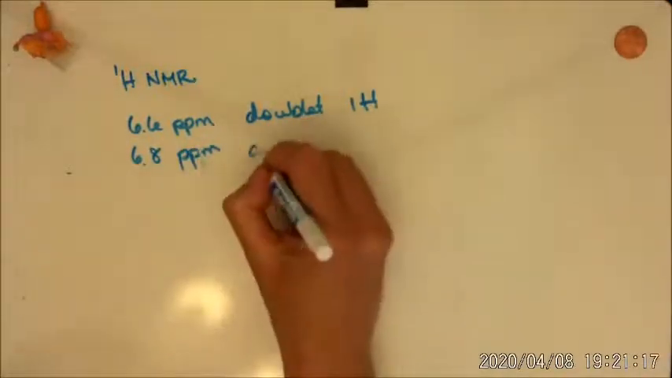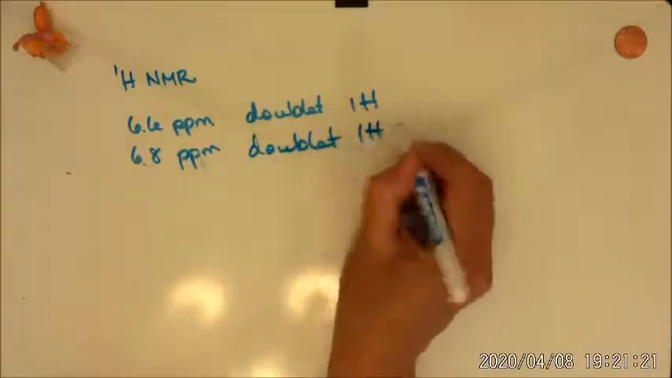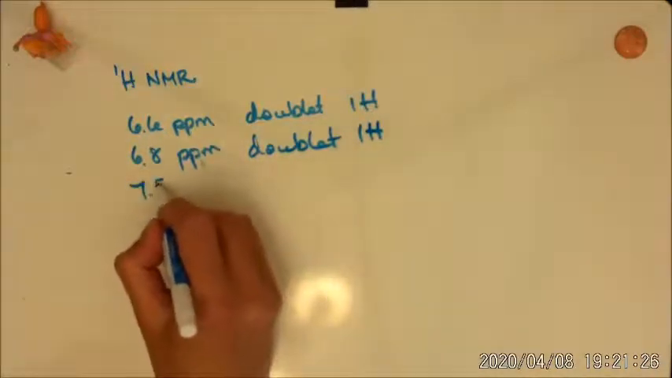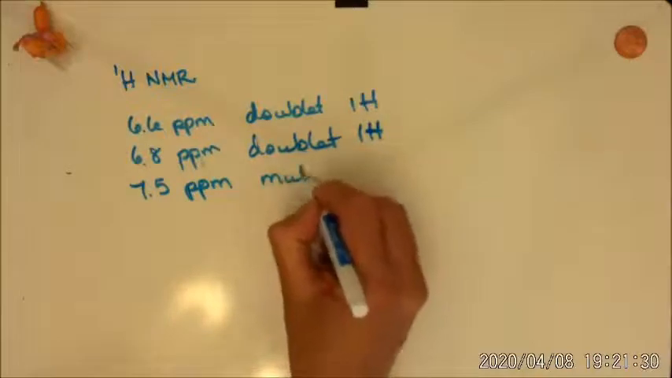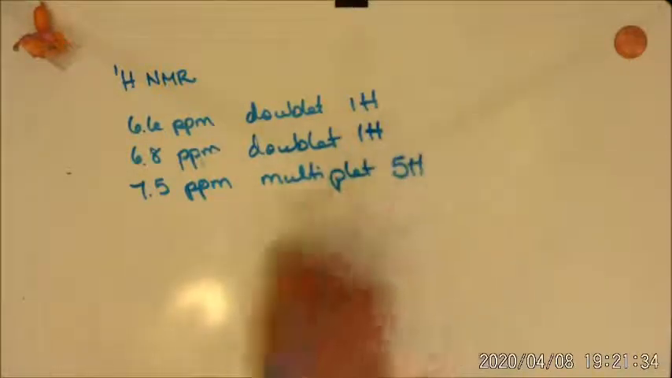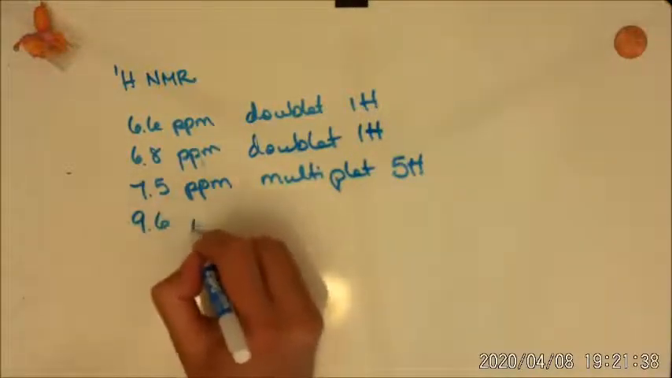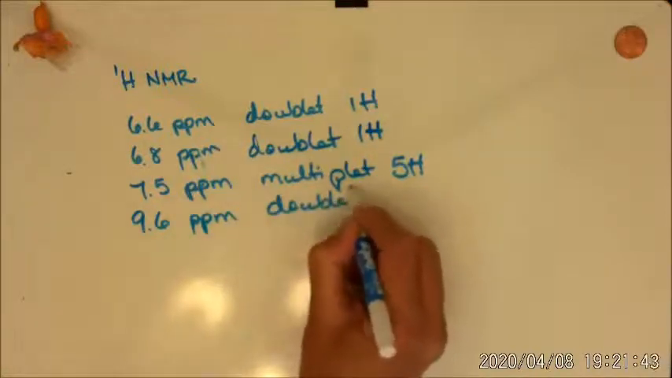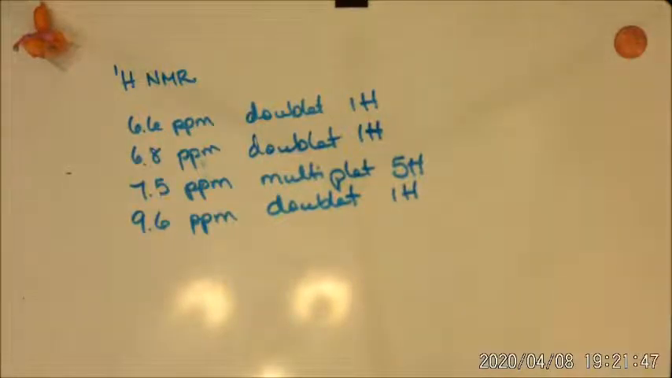We see another doublet. Okay, and around 7.5 ppm, it's a multiplet, it's pretty messy. It's 5 hydrogens. Okay, and then around 9.6 ppm, you see a doublet. Okay, so that's 1 hydrogen. Okay, so what do we see here?